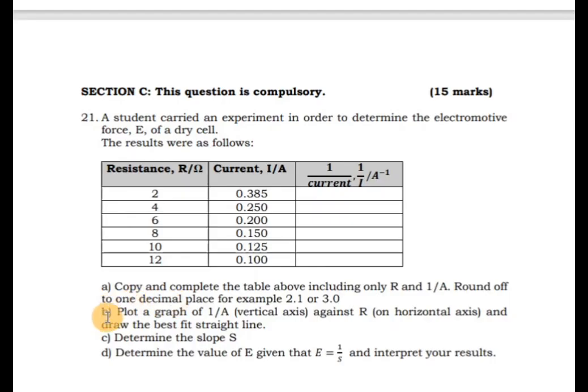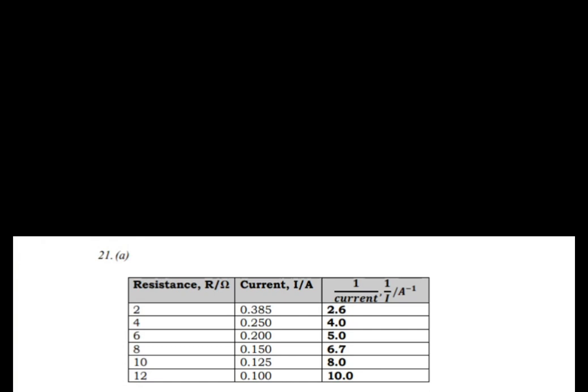Next question is B. Plot the graph of 1 divided by ampere, which is 1 divided by current, along the vertical axis known as the y-axis, against resistance R on the horizontal axis known as the x-axis, and draw the best fit straight line. So we are going to plot. As they have said, those values of 1 divided by current are going to come on the y-axis, and the ones for resistance are going to be on the x-axis.